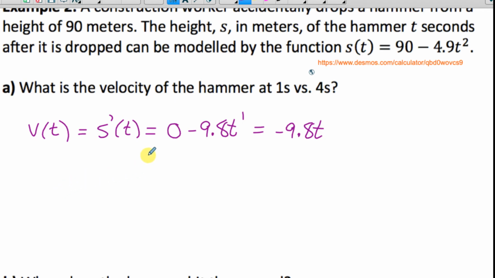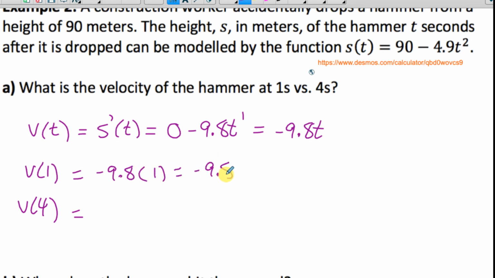And the question wants to know what is the velocity at 1 second and 4 seconds. So let's plug in 1 and 4 into this function and solve for both of these. So we get negative 9.8 meters per second. That's the velocity. So the speed is 9.8. The negative tells us that it's going down. It gives us the direction associated with it. And the velocity at 4 seconds would be negative 39.2 meters per second.